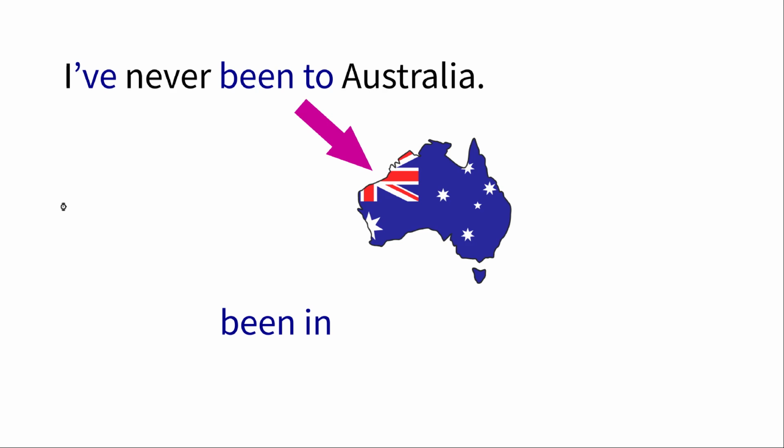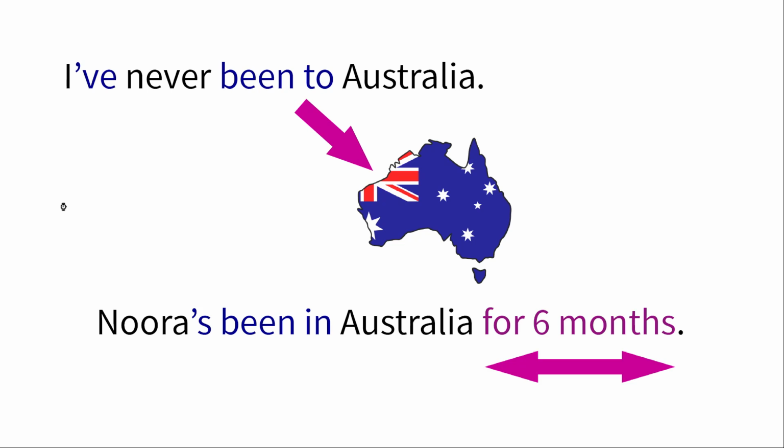Let's compare been to and been in while it's still fresh in our minds. Remember, been to means to visit, as in, I've never been to Australia. I've never visited Australia. I've never been to Australia. However, Nora is in Australia, and Nora's been in Australia for 6 months.